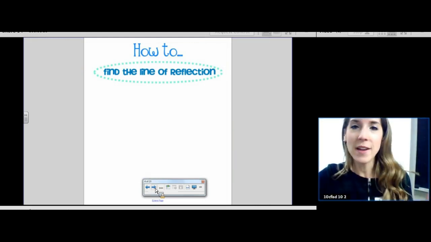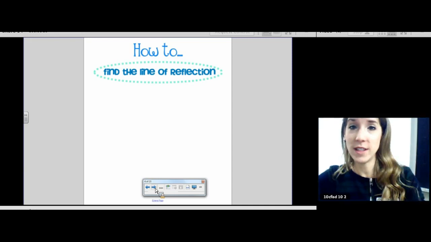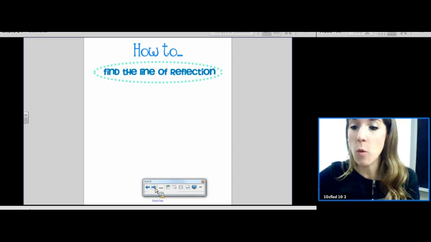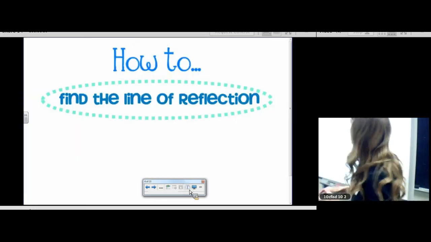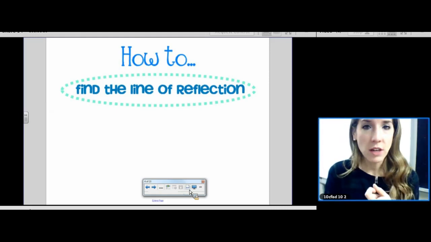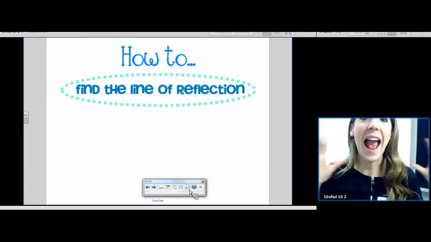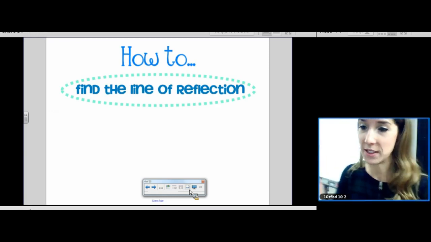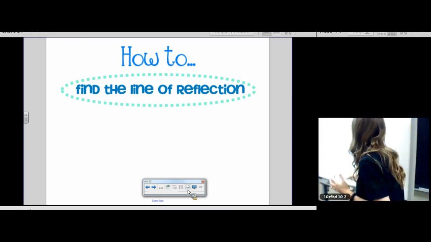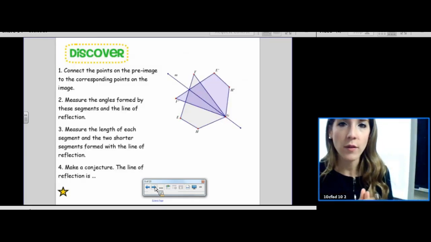It means the line of reflection might not be horizontal. It might not be vertical. It might not be y equals x, that parent function. So the line of reflection and the center of rotation could be anywhere now. All bets are off. They could be anywhere. So how are we going to find the line of reflection?